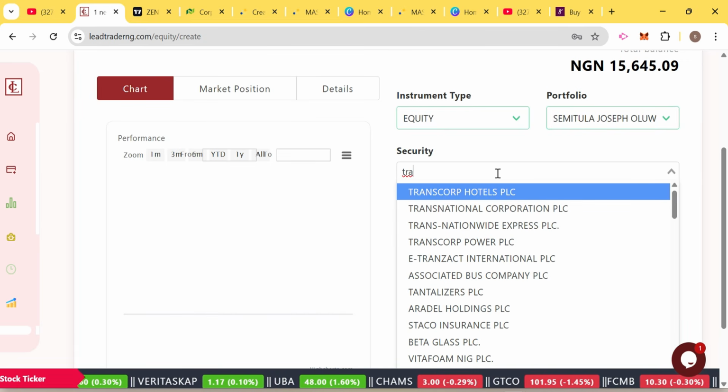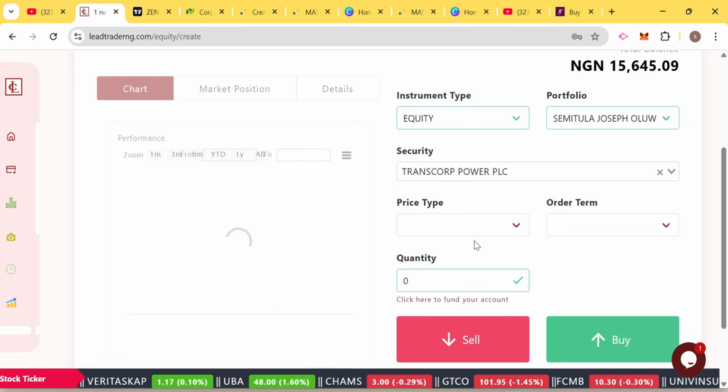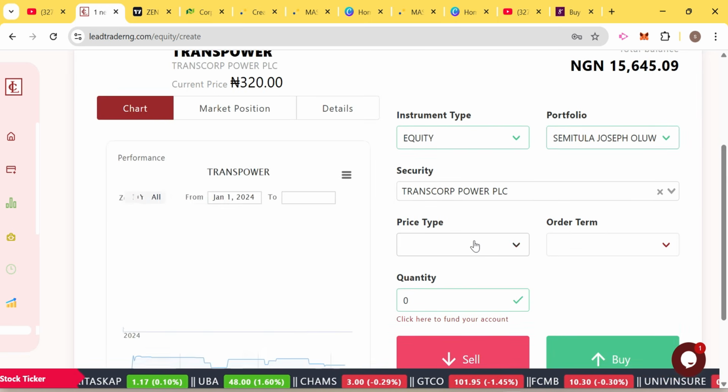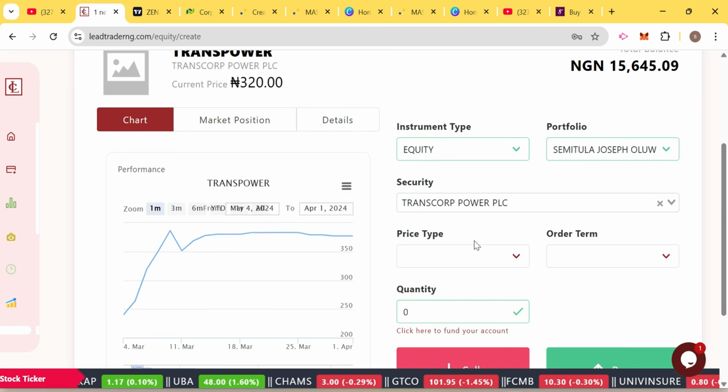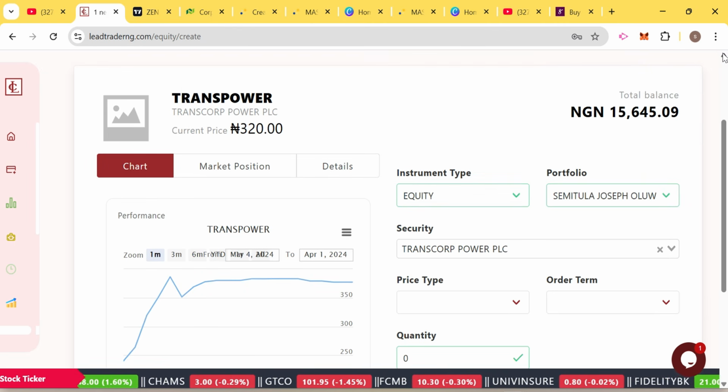So for your information, for full disclosure, this is not a buy or sell recommendation. We're just doing this video for educational purpose. So once you pick the security you want to trade, you realize that the details of that security will pop up. So let's look at the security and read through the details that we've seen.